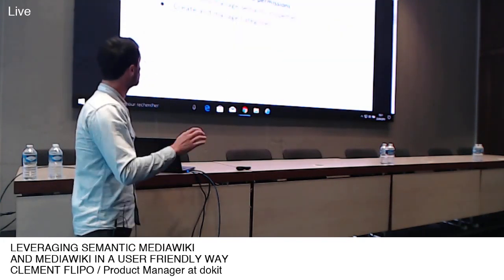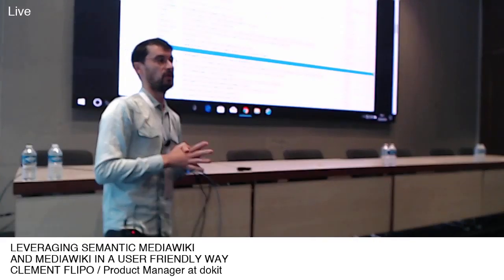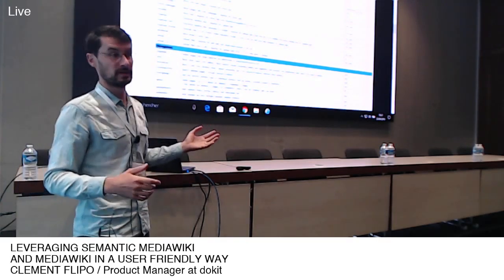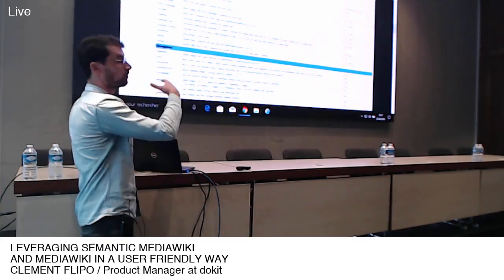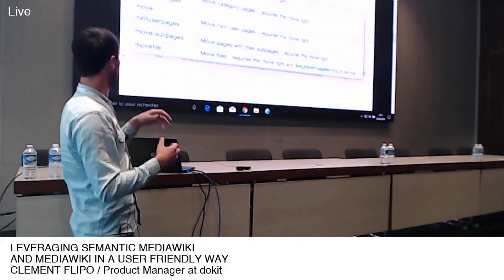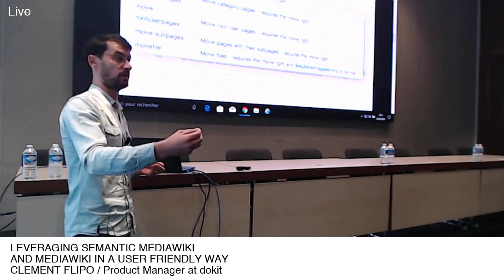So the first point: how you manage user rights and permissions. Today, when you want to create your groups and assign permissions to a group, you have to look at the documentation. You will have a bunch of rights that are really well documented, but you need to go through all of them. For some rights, you have more sub rights. For example, if you want to deal with the move right, which is when you want to rename a page, you have move category pages, move root user pages, move sub-pages, move files. You need to assign all of them to one user or to one group of users, and then you put this user into this group.